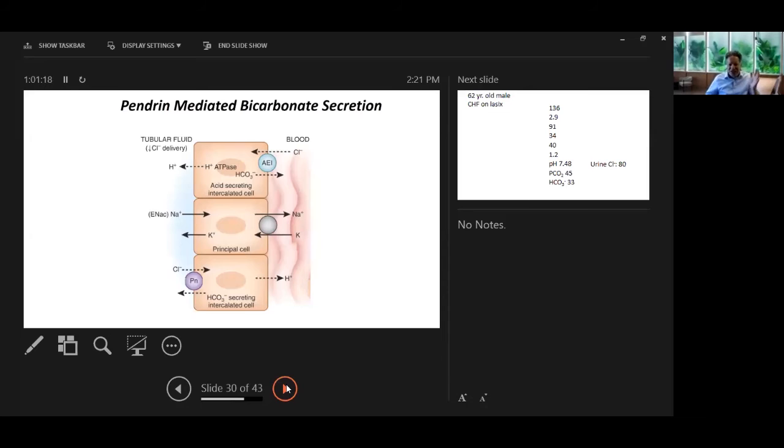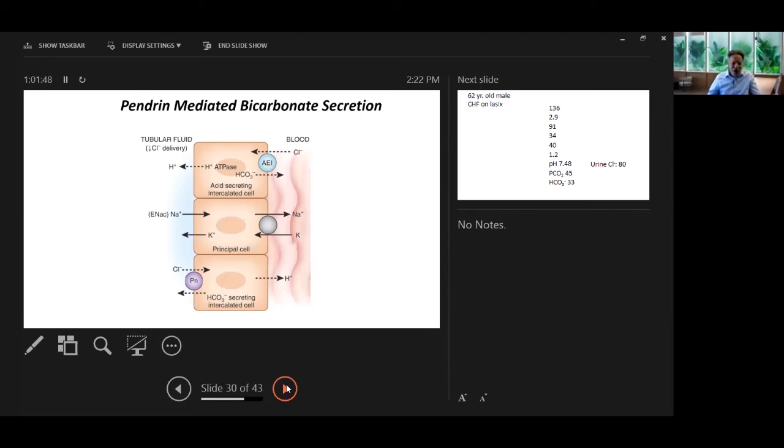This is a slide of the cells in the cortical collecting duct. We won't get into all of them, but I want to show you the last cell on the bottom, which is the bicarbonate secreting cell. And what happens is bicarbonate is normally secreted by this cell into the urine in exchange for chloride via this protein called pendrin, PN. But in order for it to secrete bicarbonate, there has to be chloride in the lumen. And when you're vomiting, you decrease the amount of chloride in the urine.